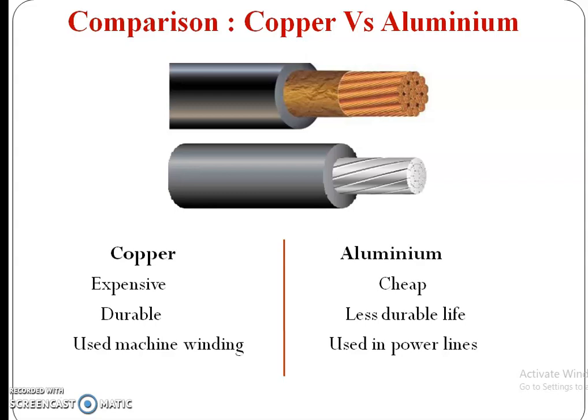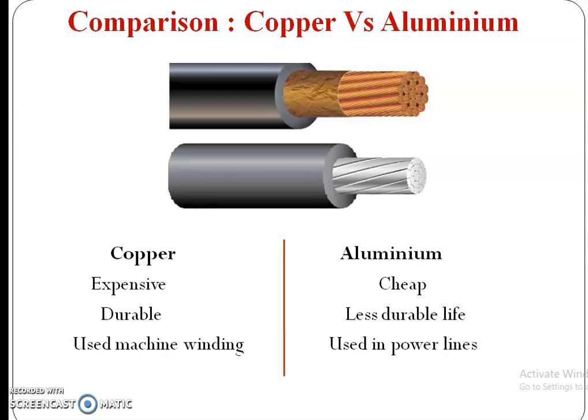Simply we can say copper is expensive, it is costly. Yes sir, that's why we are restricting copper only to the machines. We are not using it in power lines. In power lines, what are we using? We are using aluminum because of the low cost.